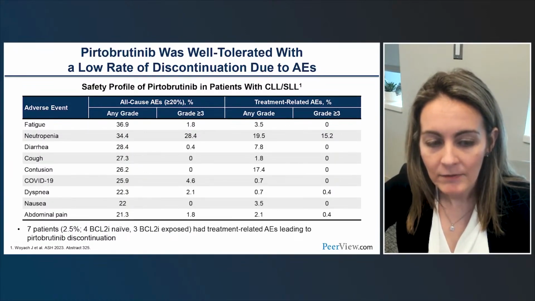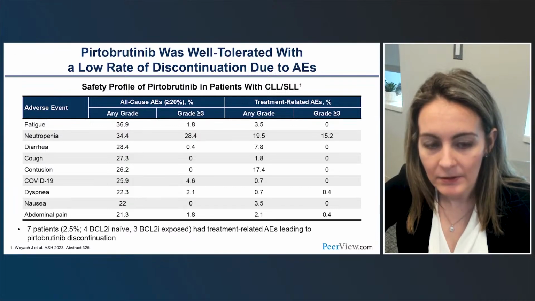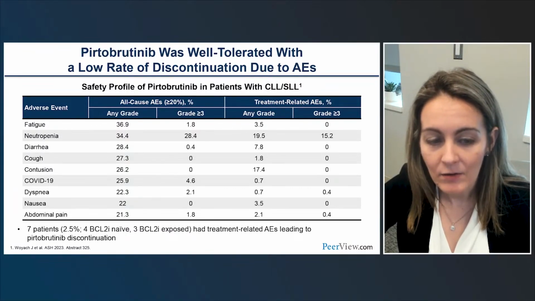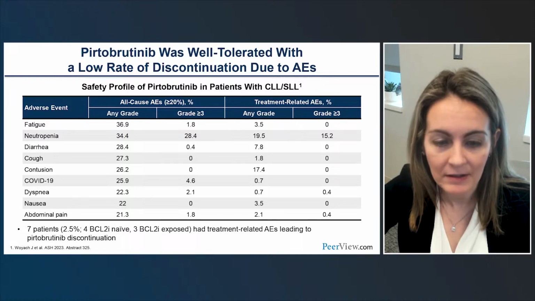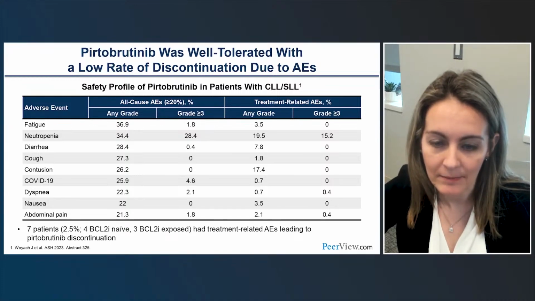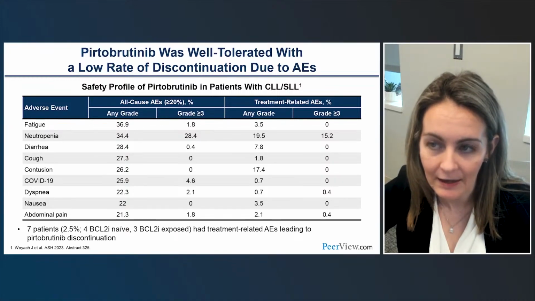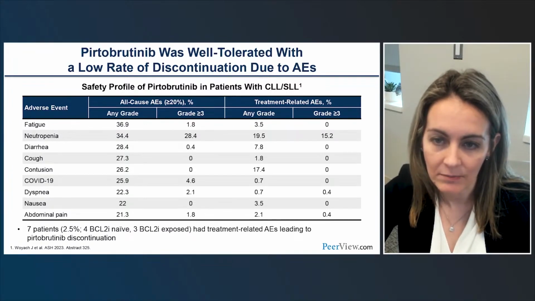And I think one of the most striking things about pirtobrutinib and the data we have so far is that overall, very few patients have discontinued the drug for toxicity. So just 2.5% of the study population, or 7 patients, had treatment-related adverse events leading to discontinuation of pirtobrutinib.